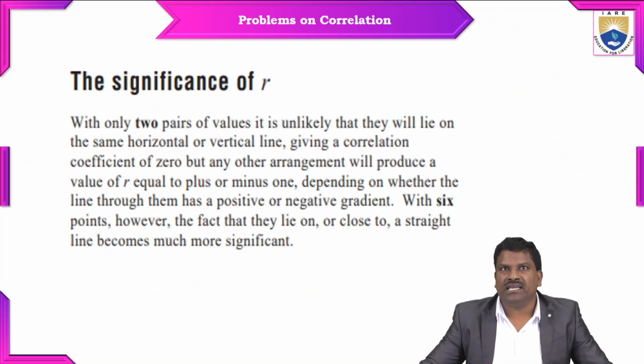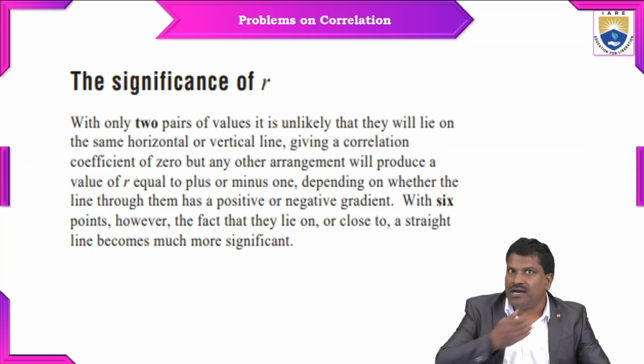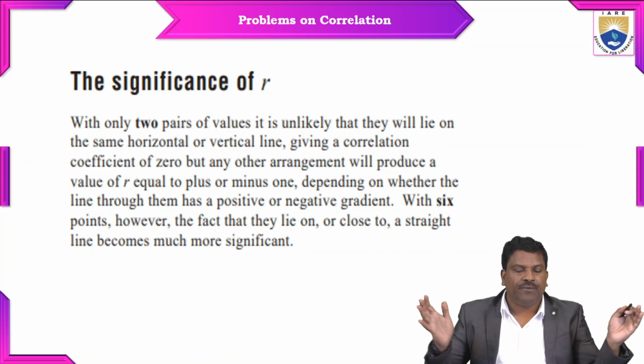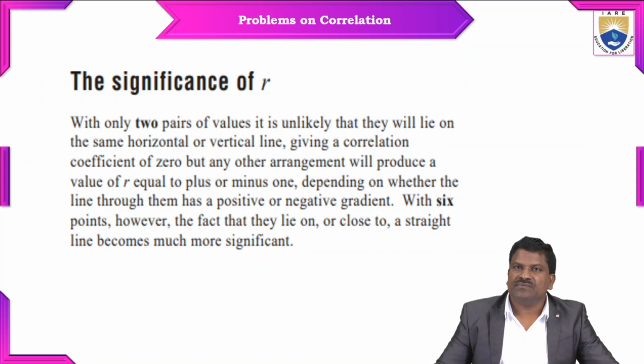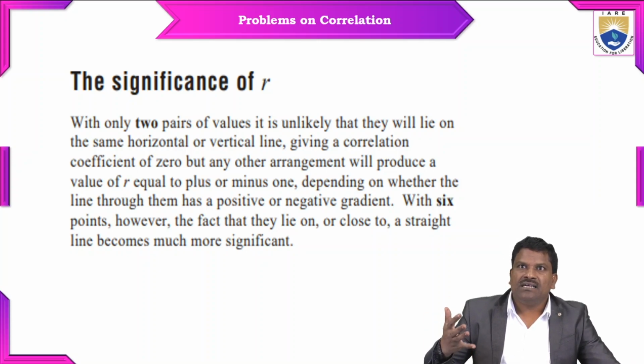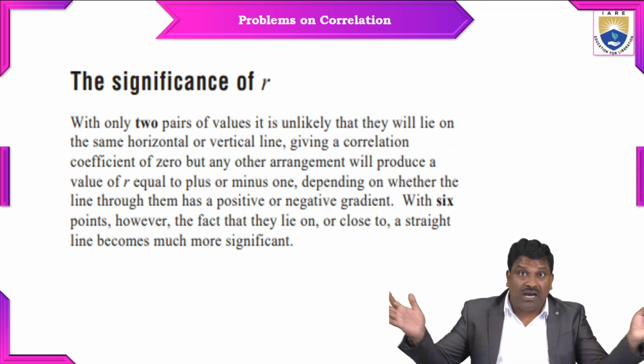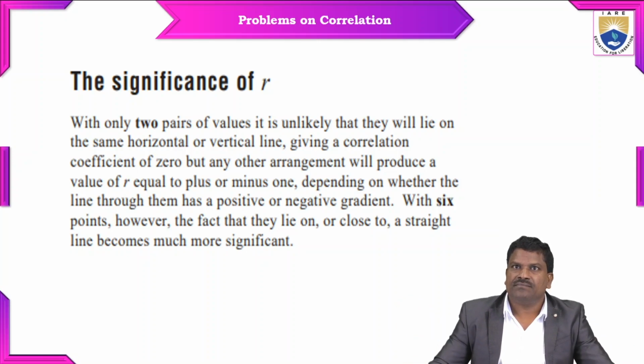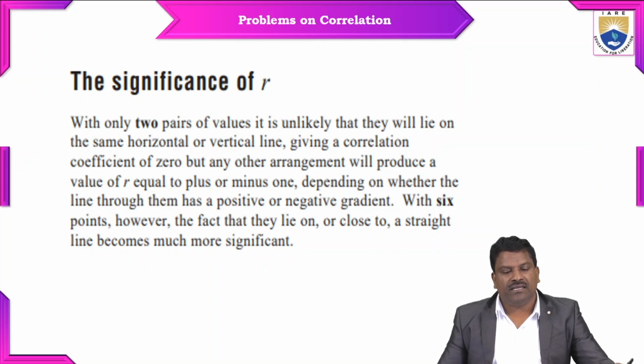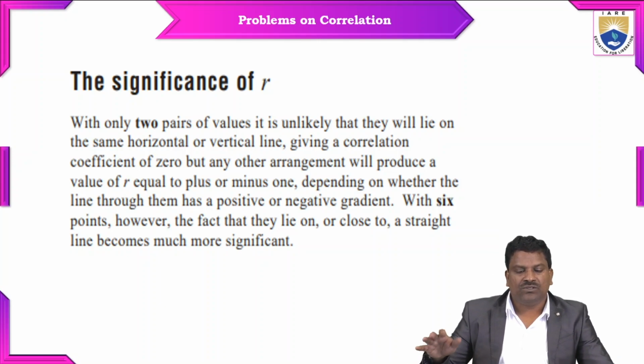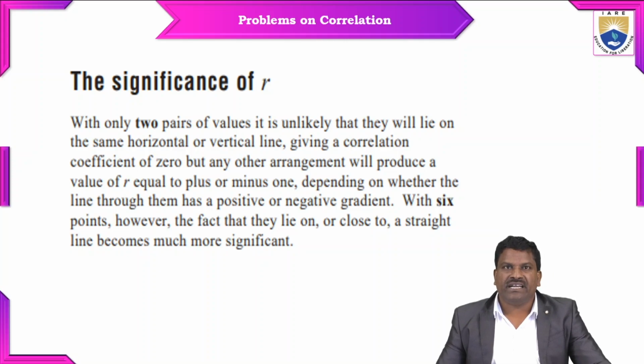Here, see what the significance of R is. With only two pairs of values, it is unlikely that they will lie on the same horizontal or vertical line, giving a correlation coefficient of 0. But any other arrangement will produce a value of R equal to plus or minus 1, depending on whether the line through them has a positive or negative gradient.